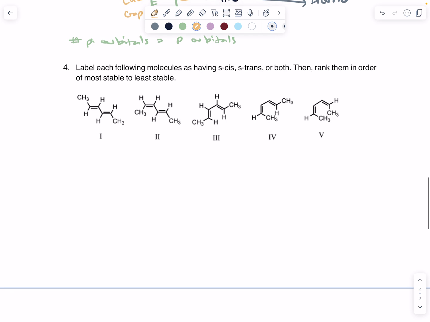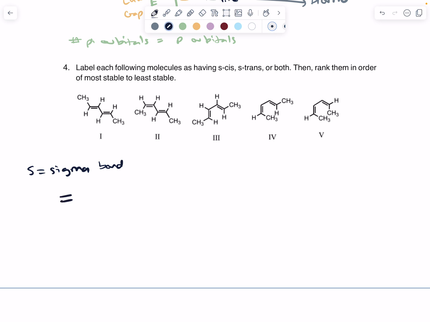Okay, label each of the following molecules as having S cis, S trans, or both. Then rank them in order of most stable to least stable. Okay, so S cis, I saw somebody in your class give this feedback. Actually, let me start over. A lot of people ask me what the S stood for. S is sigma, so that's around a sigma bond.